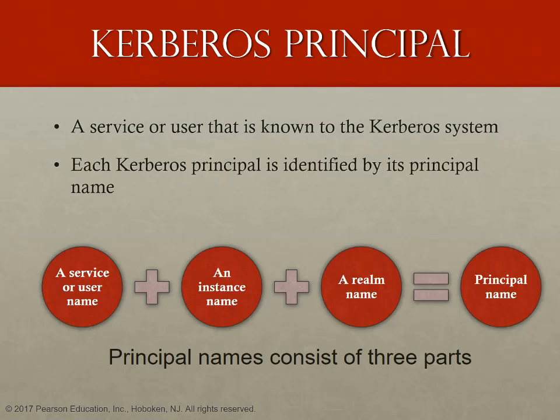KERBEROS principal. A related concept is that of a KERBEROS principal, which is a service or user that is known to the KERBEROS system. Each KERBEROS principal is identified by its principal name. Principal names consist of 3 parts: a service or username, an instance name, and a realm name.